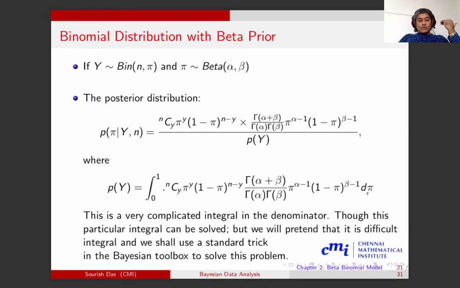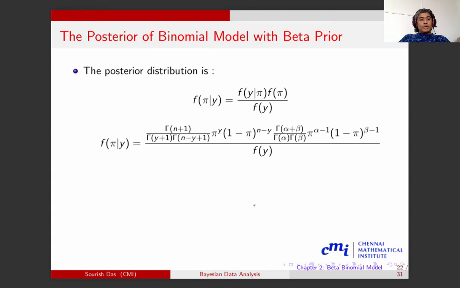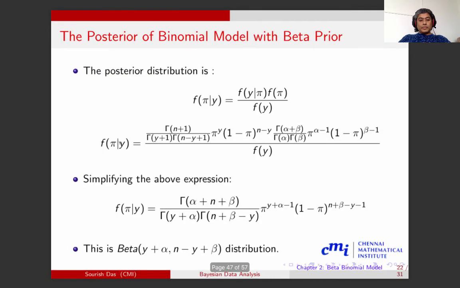If you solve this, this is a very complicated integral in the denominator. Though this particular integral can be solved, we will pretend that it is a difficult integral, and we shall use a standard trick in the Bayesian toolbox to solve this problem. The posterior distribution turns out to be this.